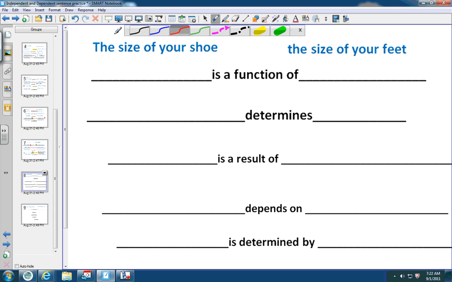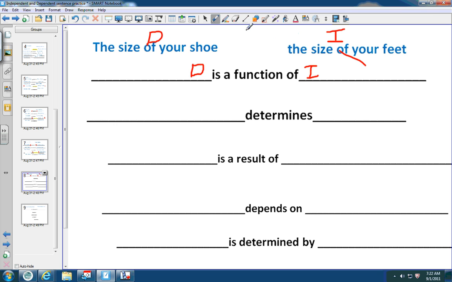On this one, the size of your shoe and the size of your feet. Well, the first thing that's got to happen is your feet's got to grow. So this has got to be your independent variable, and the size of your shoe is the dependent. And remember, dependent is a function of the independent. So right here, we should have put, let's see here. We should have put this.